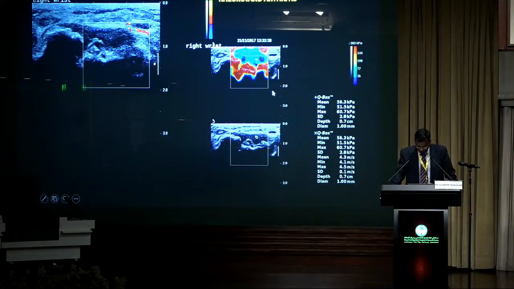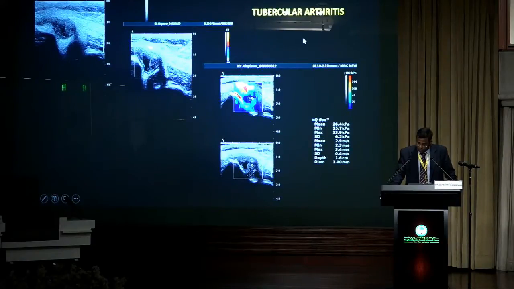In cases of tubercular arthritis, this is a case of tuberculosis of the knee joint. You can see the synovial thickening, with minimal signal change in the Doppler, and this is the elastography map, and you can see the values here. The mean elasticity was 26.1, with a velocity of 2.9. So definitely there was a significant difference between the two groups.